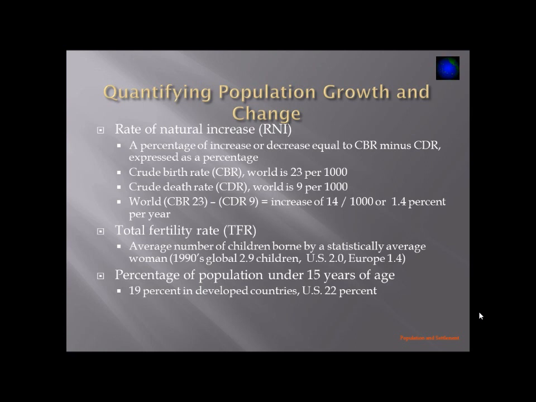These are older numbers, but it hasn't changed that much. Crude birth rate of the world is 23 per 1,000, and the crude death rate is 9 per 1,000. So crude birth rate 23 minus crude death rate 9 equals an increase of 14 per 1,000, or 1.4% per year. Total fertility rate acts on crude death rate in some ways.